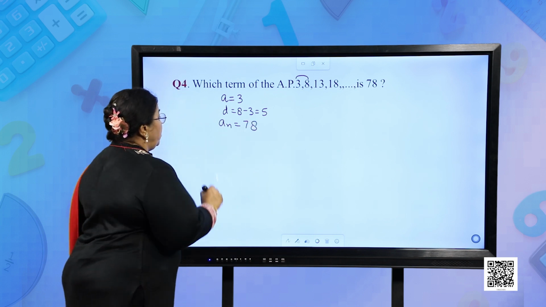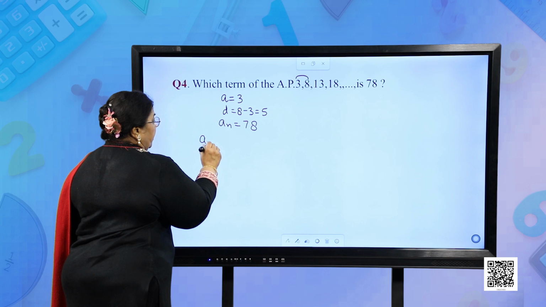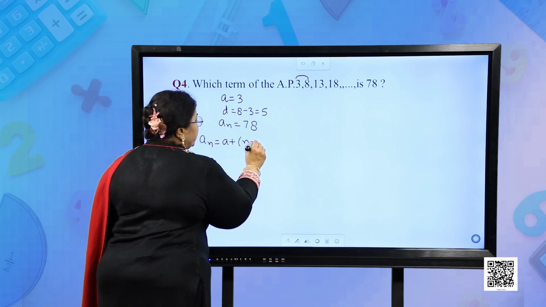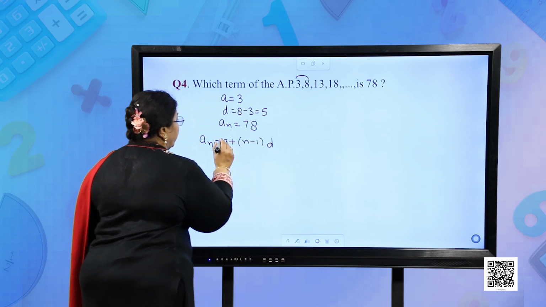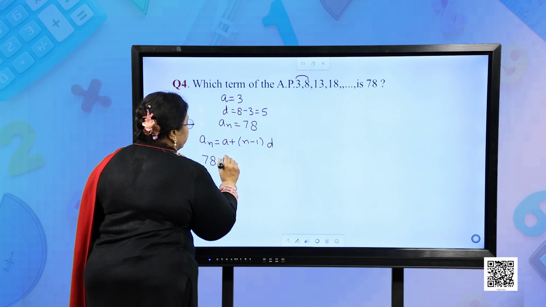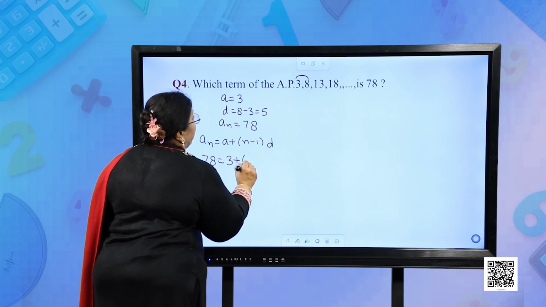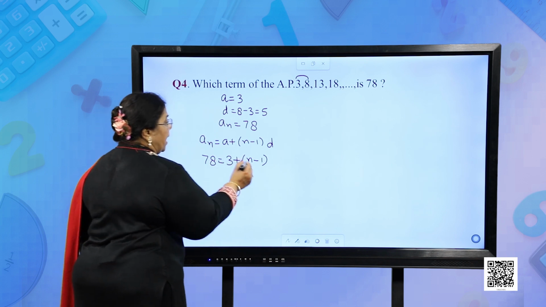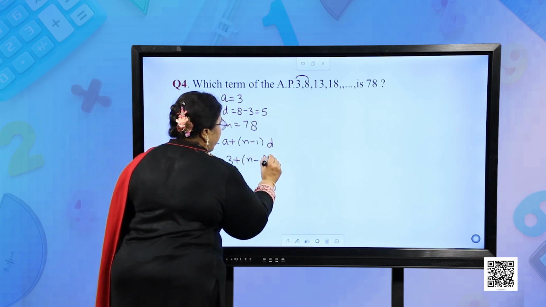Now, we have the formula for nth term. An is equal to A plus n minus 1 into D. What is an? It is 78 is equal to A is 3 plus n minus 1. N I am supposed to find, which term means n I have to find. D is 5.